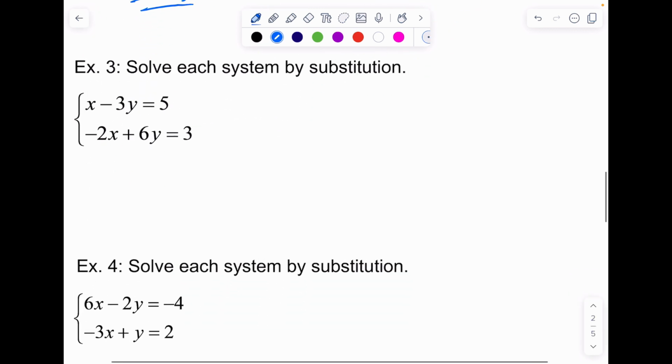Next, let's solve the system by substitution. In this case, hopefully you notice as well, this x is going to be the easiest to solve for, so I'm going to go ahead and add 3y to both sides.